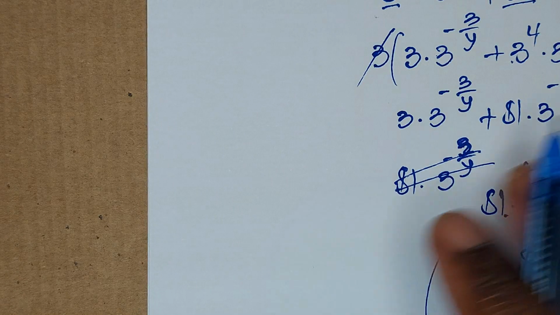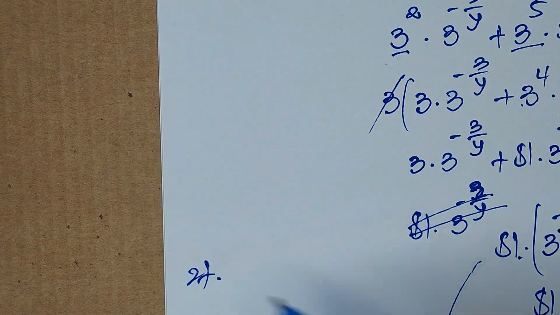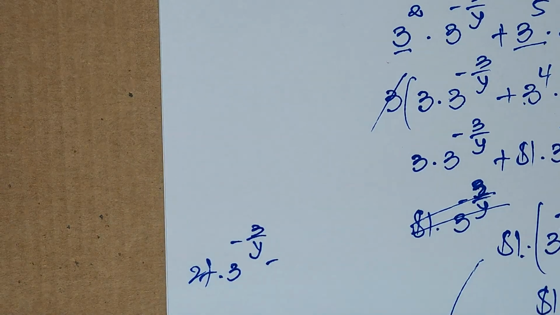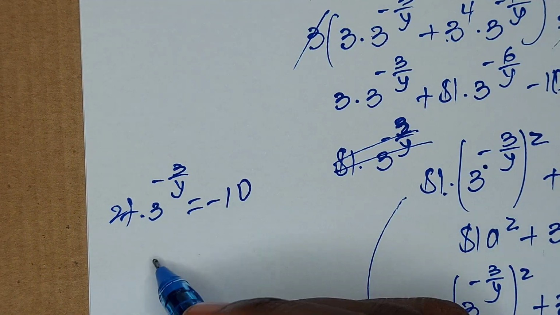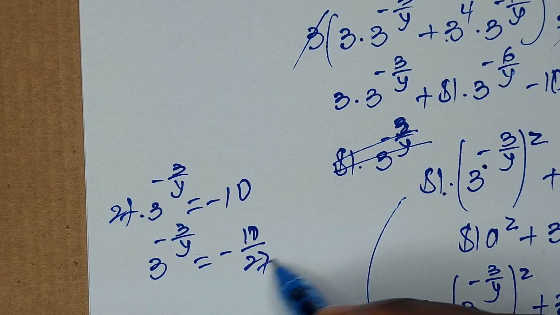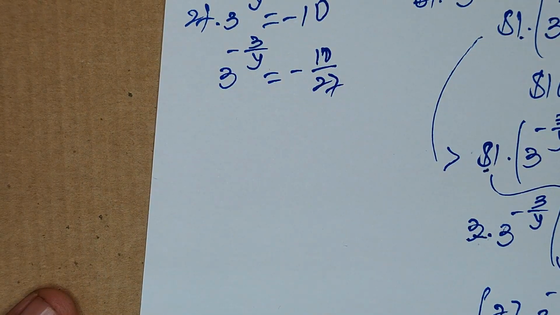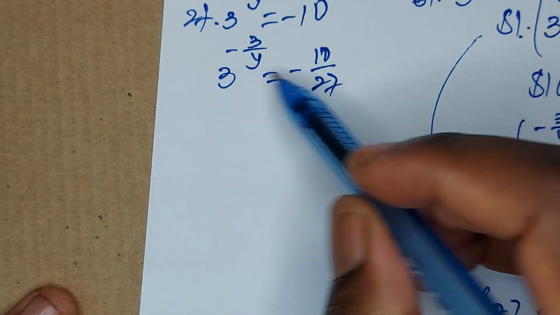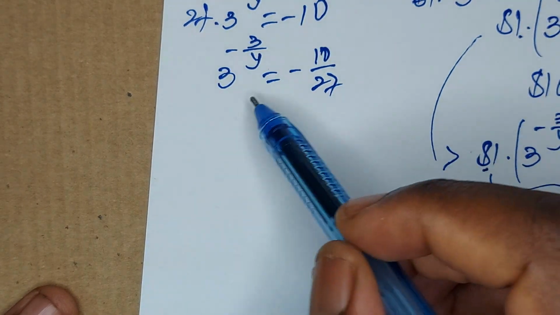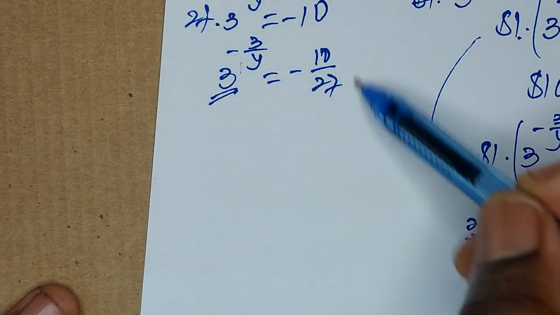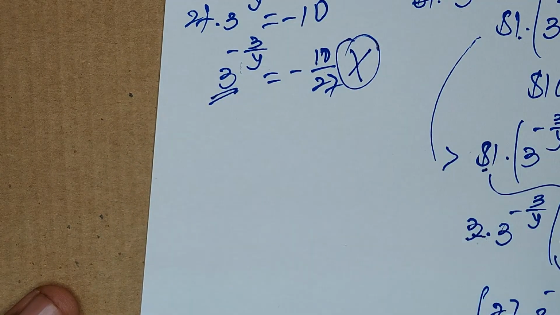From the first part we have 27 times 3 to the power minus 3 over y equals minus 10. So we're going to have 3 to the minus 3 over y equals minus 10 divided by 27. But guys, this is impossible because we're not going to have a real solution here. So this one we're going to reject because it doesn't matter the value of y we put here, we're not going to have a negative base here. Okay, guys, so this one we're going to reject.